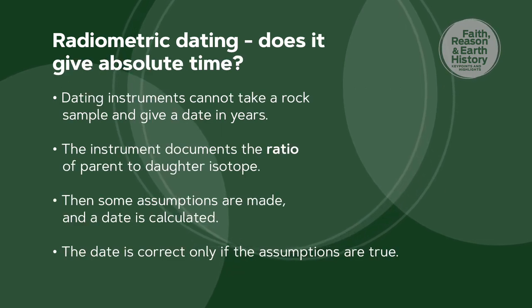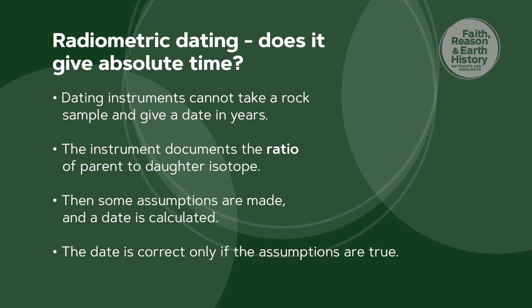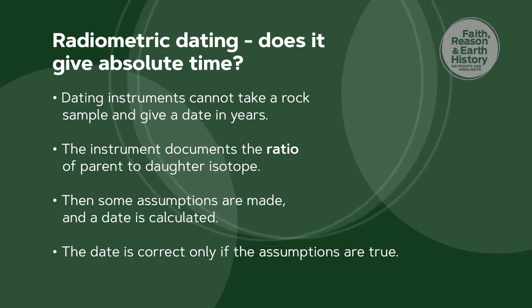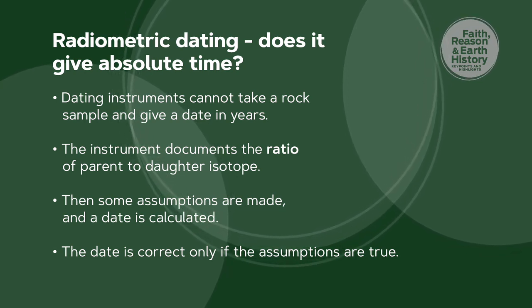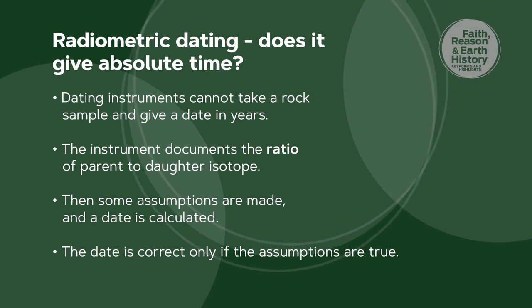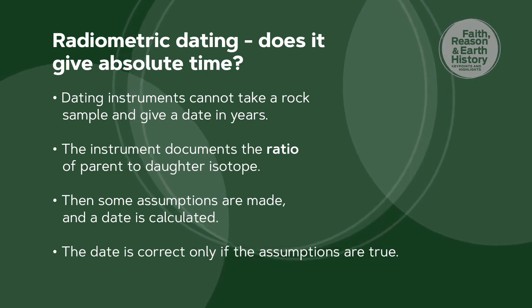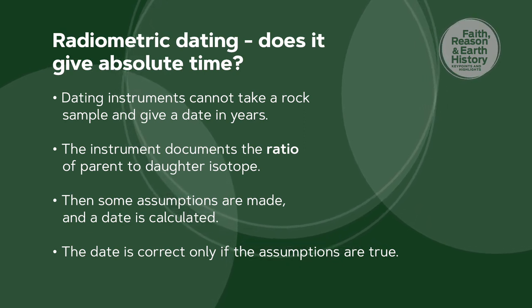The important question for us here is, does radiometric dating give us absolute time? In reality, there's no instrument you could invent that could take a rock sample and give you a date in years. The instrument documents the ratio of parent to daughter isotope. So when you have that ratio, you then make some assumptions and calculate a date. The date is correct only if the assumptions are correct.